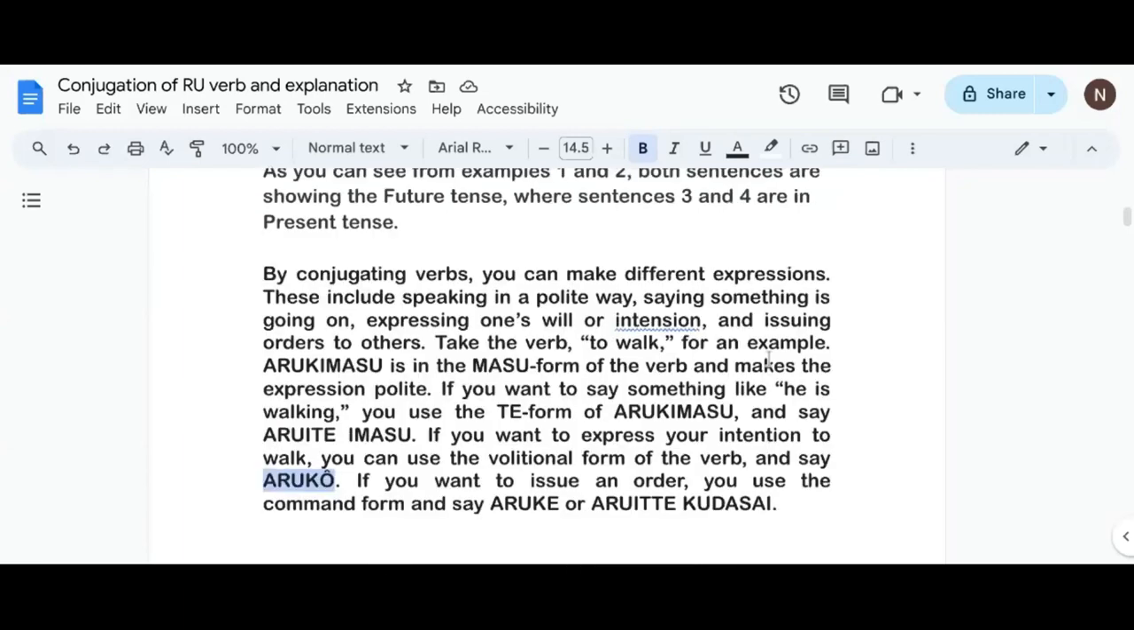Okay, so that is the beauty of the Japanese verb conjugation. You can express it through polite way, casual way, or in different ways of how you want to express it. It can be in a command, like aruite kudasai. Okay, you are saying, please walk. Okay, you are asking somebody to walk. So aruite kudasai. It's in a polite way. If you want to be rude or if you want to be in a casual way, aruke or aruite can also do. Okay, so that is the beauty of the conjugation of Japanese verb.